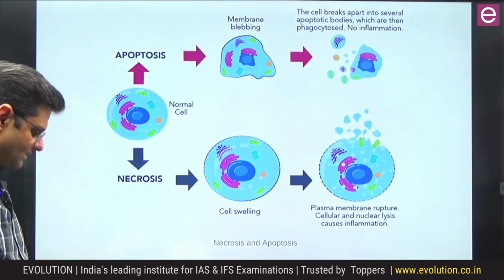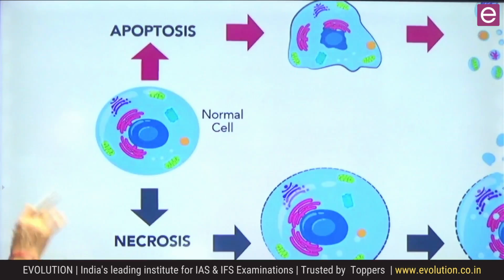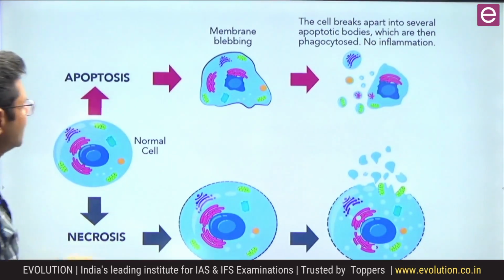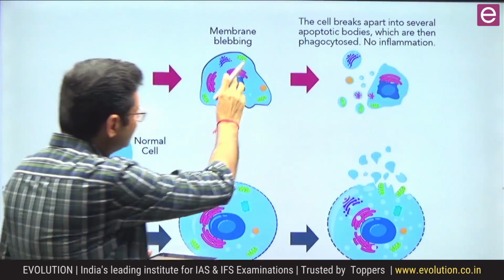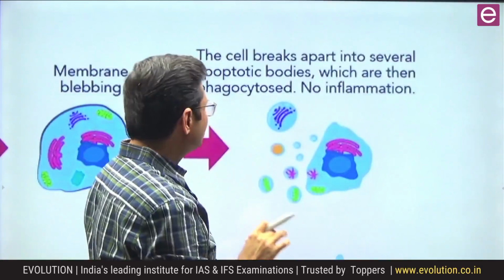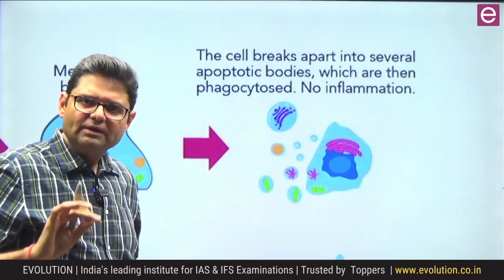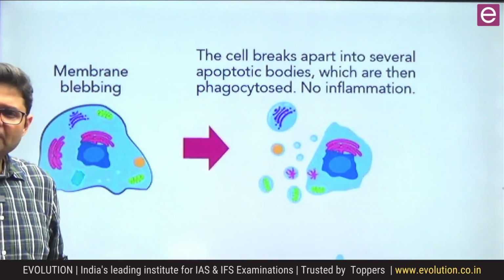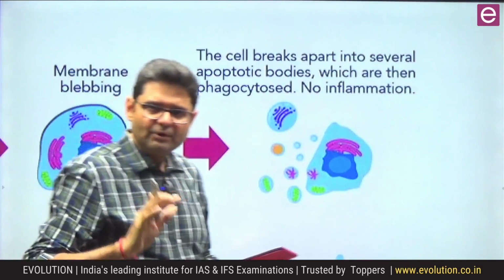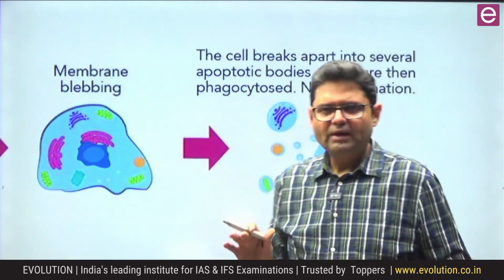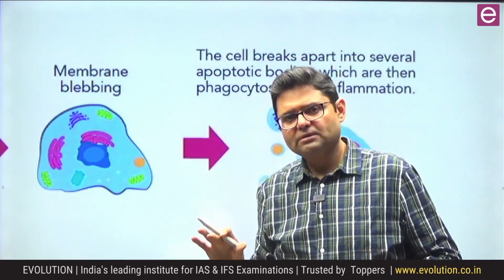This is a normal cell if you look at it. So this is a normal cell. When this normal cell is going through apoptosis, it will show membrane blebbing and condensation of the nucleus, and then the cell will break apart into several small apoptotic bodies. These apoptotic bodies will be engulfed by the macrophages in the same tissue, and there will be no local inflammation.